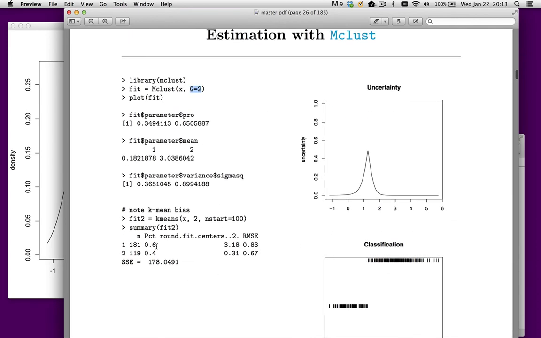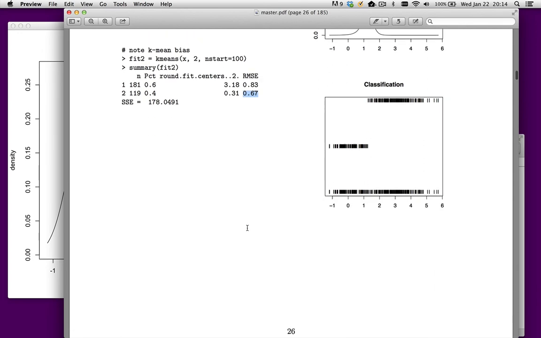We see 60% of the cases going into one of the clusters instead of 40%. What happens is the mean of the smaller cluster gets pushed out so that it can swallow up observations from the other one. You'll also see that the within cluster standard deviation is inflated a bit in order to swallow up more cases from the other one. So we see a little bit of a bias with k-means, not a terrible bias.